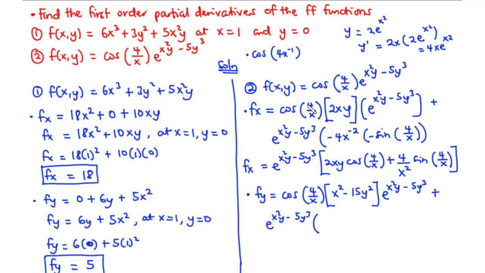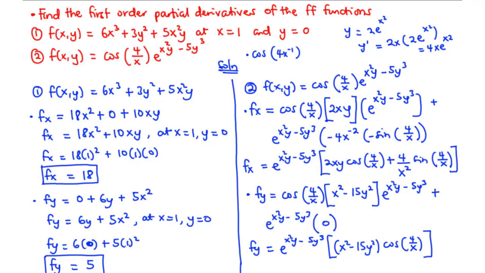Now this is a constant. When you differentiate that, you have 0. So this term goes to 0, and then you have fy equals e to the power x squared y minus 5y cubed times x squared minus 15y squared times cos 4 over x.